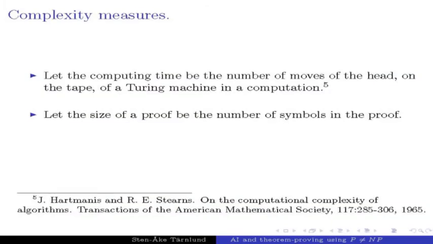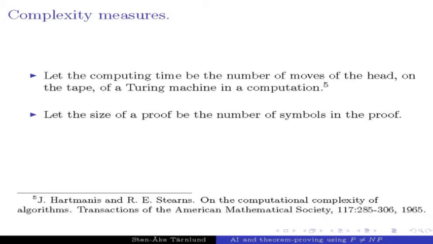Okay. So what we need here are a few measures of complexity, the complexity of a problem. So one measure I have already mentioned is to measure the computing time, which is the number of moves of the head of the Turing machine. And that was Hartmanis and Stearns who came up with this idea. It's a bit different here. I have only one type. They had several types. But that doesn't change anything with respect to this problem anyway. And of course, it's simpler to just have one type.